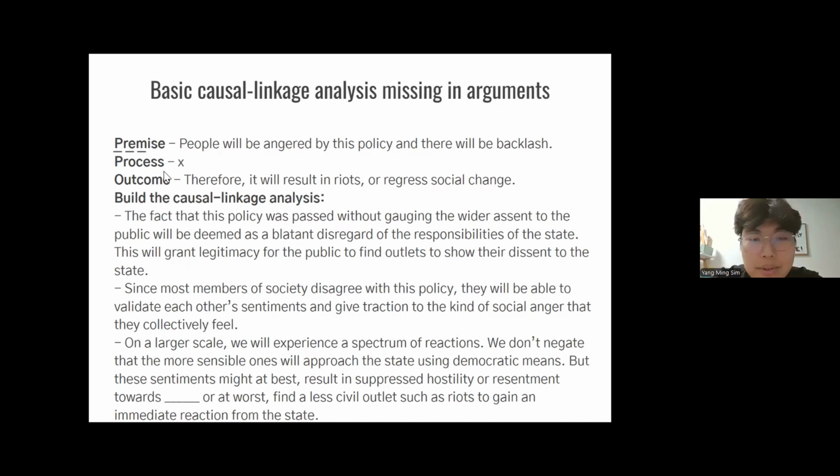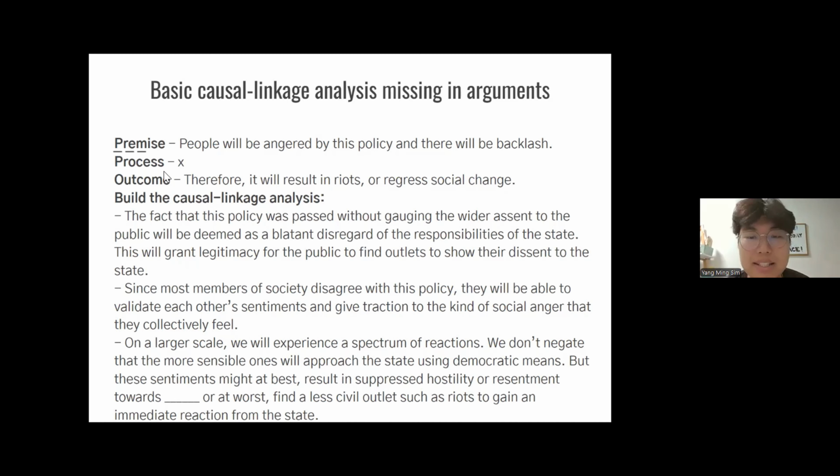Probably you can point out the reason why there's anger in the first place. It's that the policy was passed without gauging the wider consent of the public, and will be seen as a blatant disregard of the responsibilities of the state. The public sees the state as someone who is irresponsible. They just do policies without asking what the people think. This will grant legitimacy for them to find ways to show their anger or show their dissent to the state. Like, why the hell should I care about you? Why should I take orders from you, because you don't act responsibly and you're creating policies that we don't like.